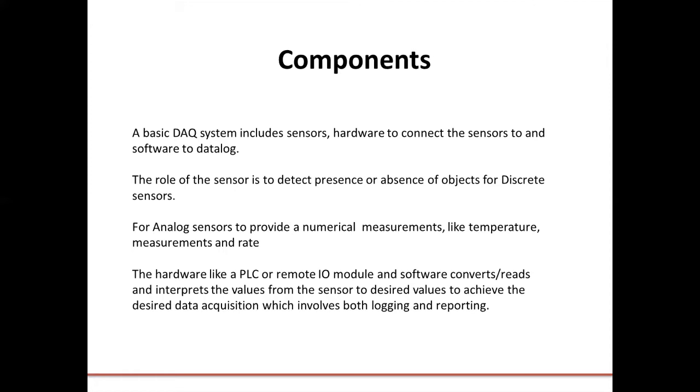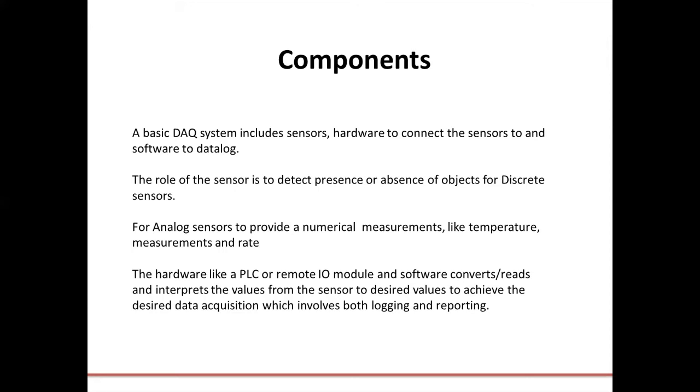The role of the sensor is to detect presence or absence of objects for discrete sensors, and for analog sensors to provide a numerical measurement like temperature, measurement, and rate, which can be interpreted into a data log and scaled so that you can read what you want, whether it be a percentage, the actual temperature, velocity, acceleration, quantities of production, humidity values, occupancy, any of the above. But the idea is that you want to have the proper sensor. We'll go over that in more detail shortly.